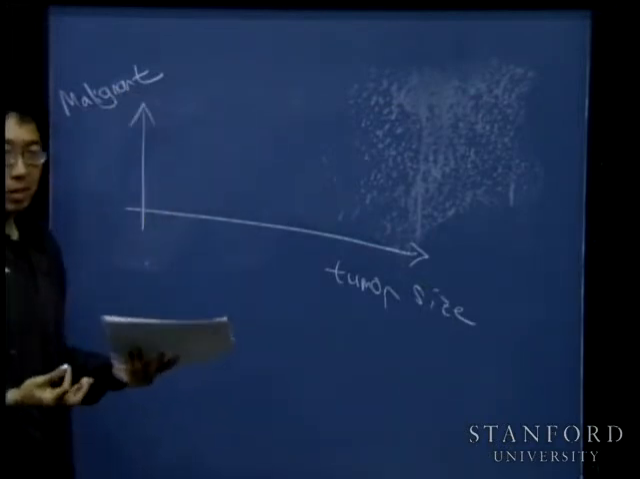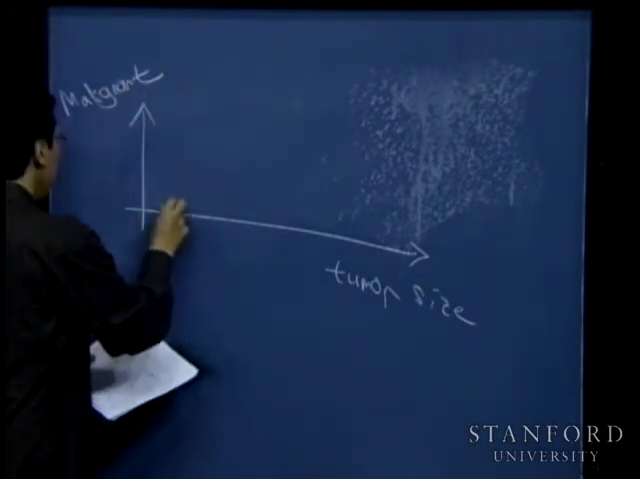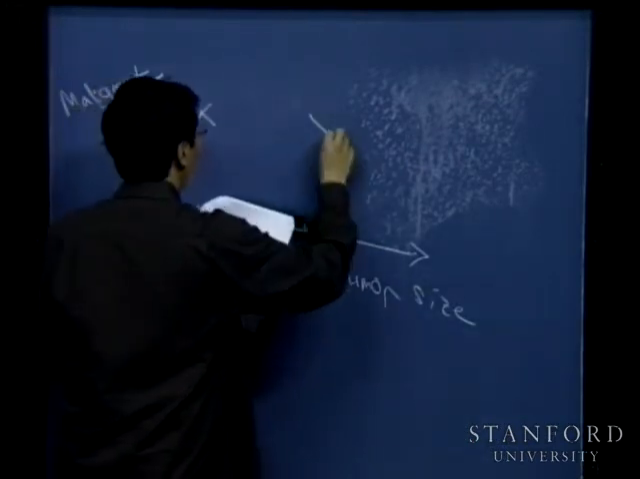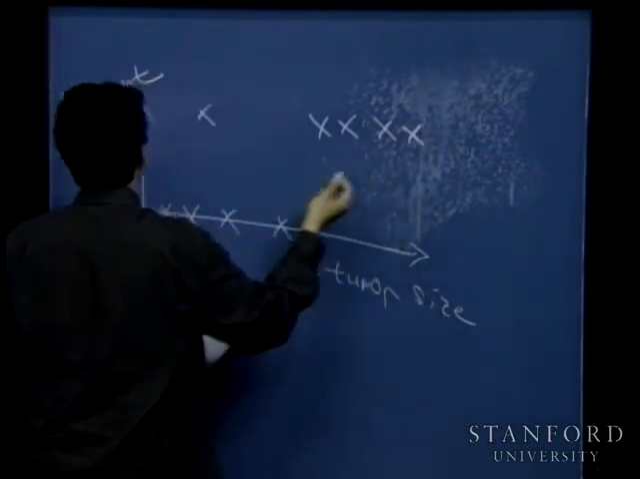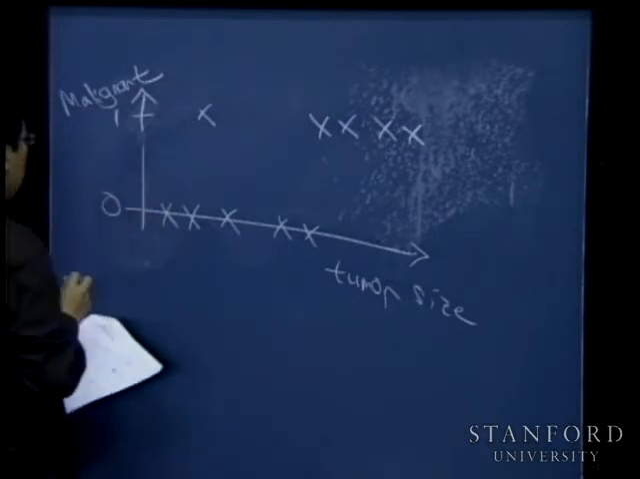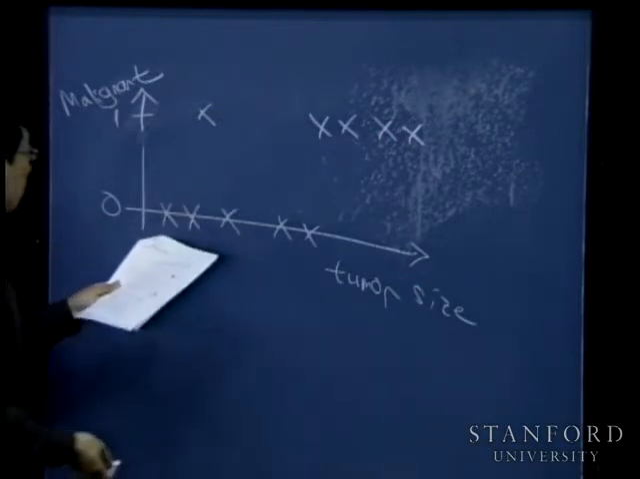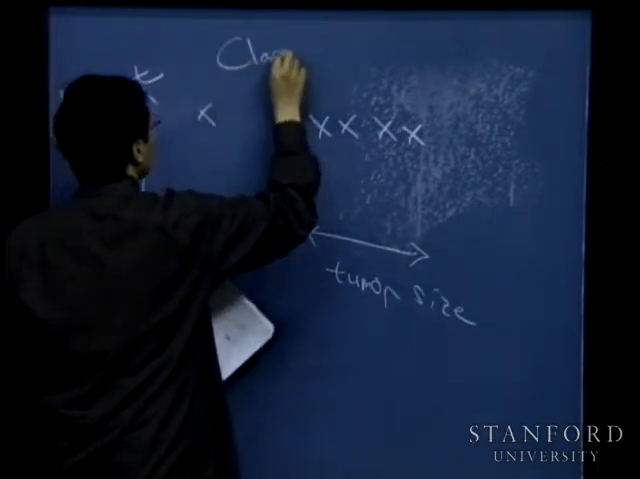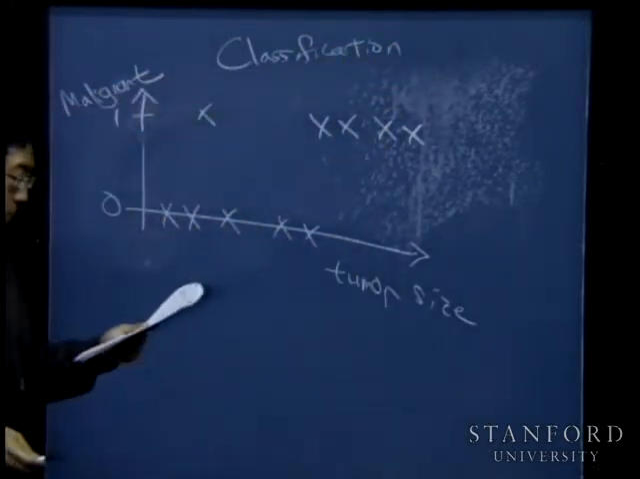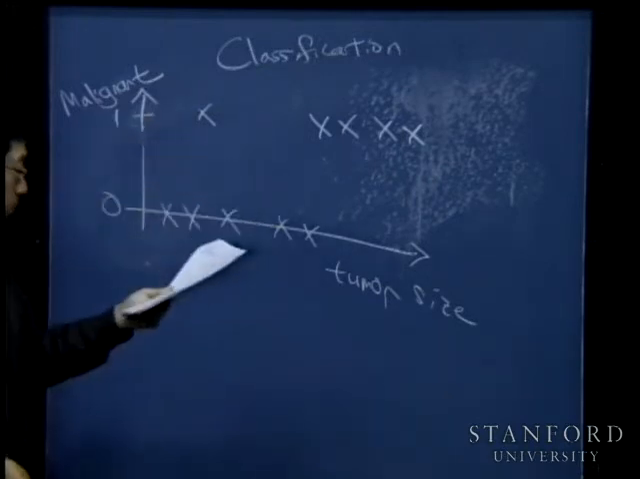So the tumor is either malignant or benign, and so the variable on the y-axis is either 0 or 1, and so your data set may look something like that, right? That's 1 and that's 0, okay? And so this is an example of a classification problem where the variable you're trying to predict is discrete valued, either 0 or 1.